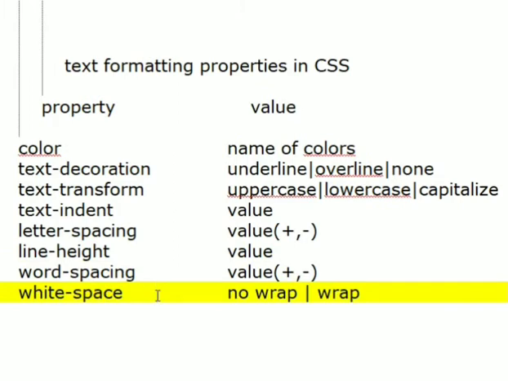Next one is white space. White space helps to disable or enable text wrapping. White space uses two values, nowrap and wrap. If you don't want to break lines as per the web page, you can use nowrap. If you want to break lines as per the width of the screen or web page, you can use wrap. By default it is wrap.